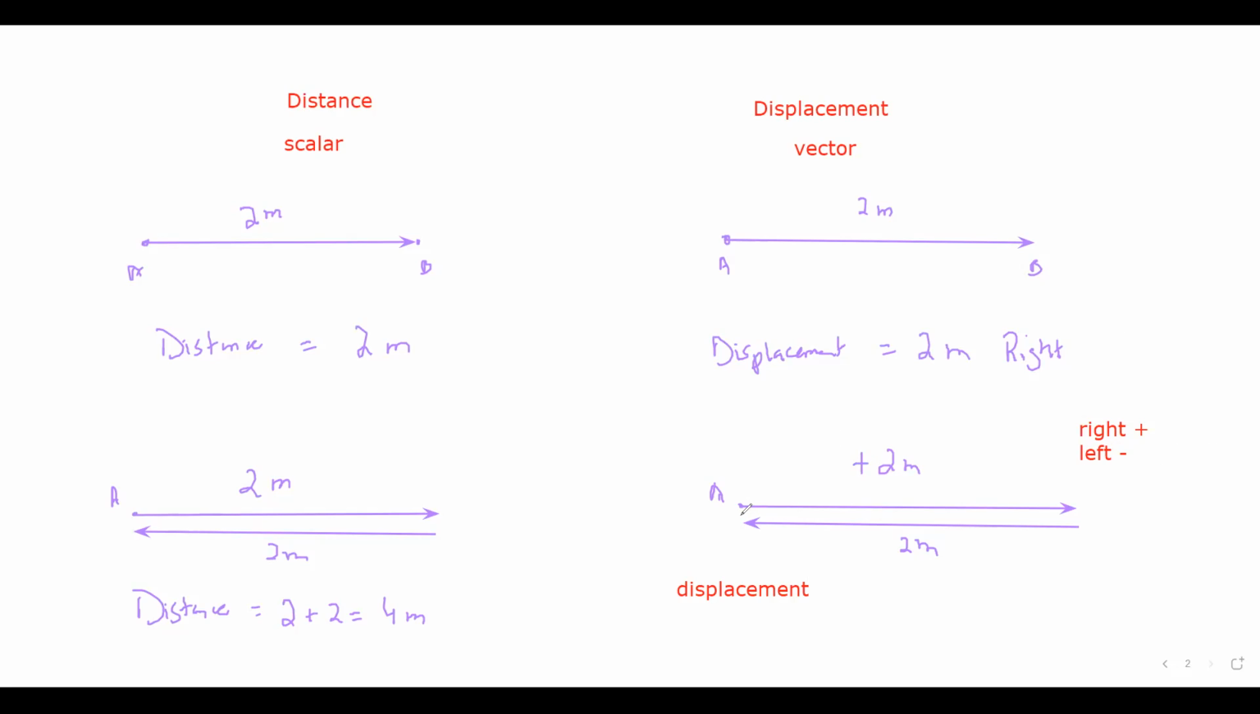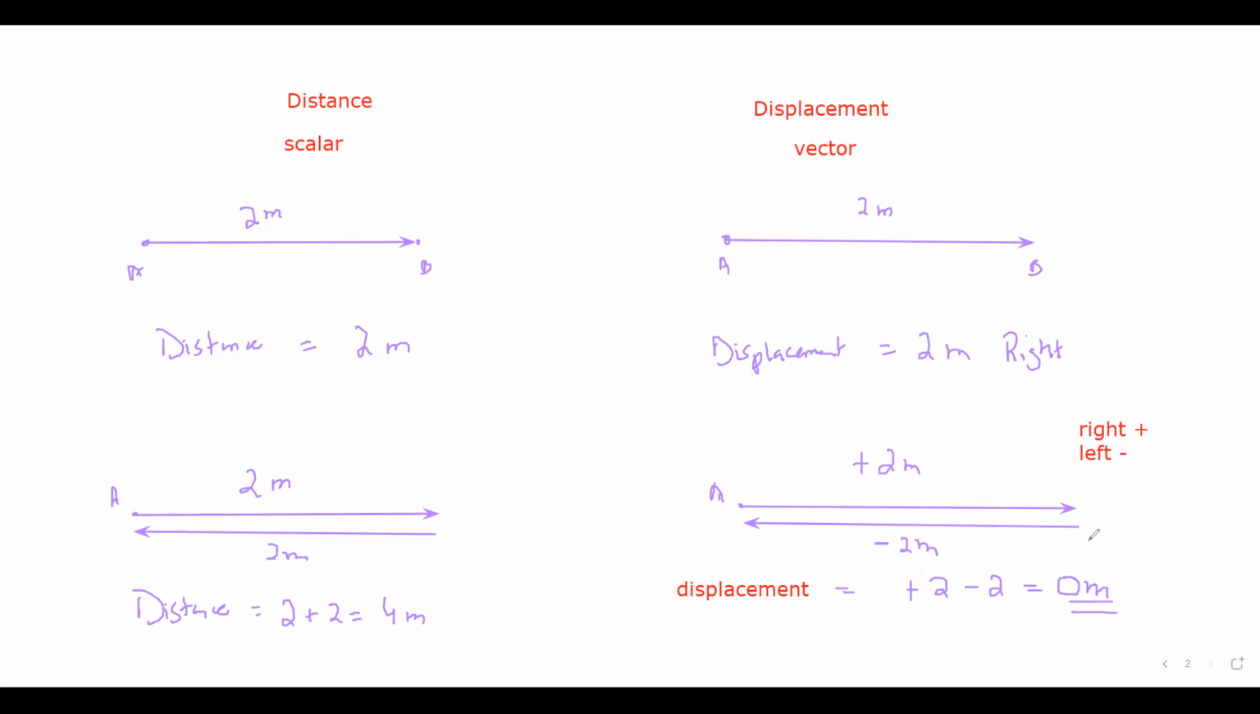But when it moves 2 meters towards left, then I will say -2. Why? Because when the direction of a vector quantity changes, we represent that by a different sign. So what is the displacement of this object? It first moved 2 meters towards right, and then it moved -2 meters. So +2 and -2, so displacement is equal to 0. It means that the object returned back to the same starting point.